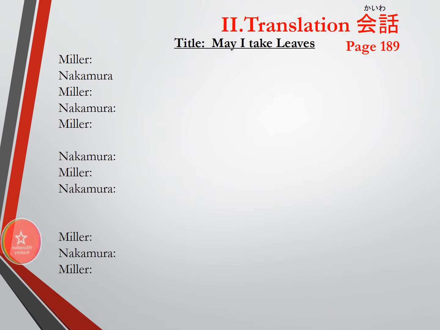Well, we have come to the English translation for conversation, Kaiwa, on page 189. Okay, the topic of this conversation is May I take leaves? 休ませていただけませんか？Okay, this is a conversation between Miller and Nakamura Kacho. Nakamura is more senior than Miller.